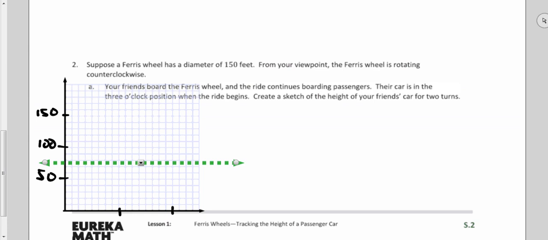So the line went right about there at 75, right? And that's where we started. That's where we start our little thing. And at 3 o'clock, if it's moving counterclockwise, it's going up, right?